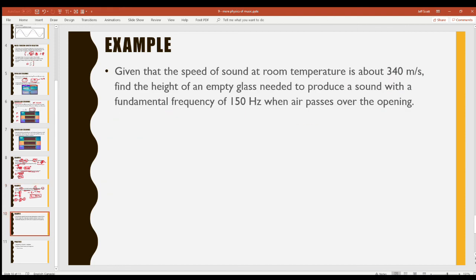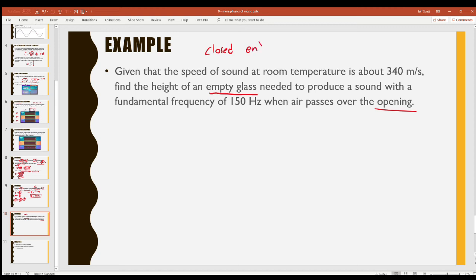Now for our last example here, given that the speed of sound at room temperature is about 340 meters per second, find the height of an empty glass needed to produce a sound with a fundamental frequency of 150 hertz when air passes over the opening. So if we have an empty glass, first of all, we know the bottom of the glass is going to be a closed end, and the top of the glass is going to be an open end. It even refers to the opening of this glass, right? Therefore, this is what we call a closed end system.